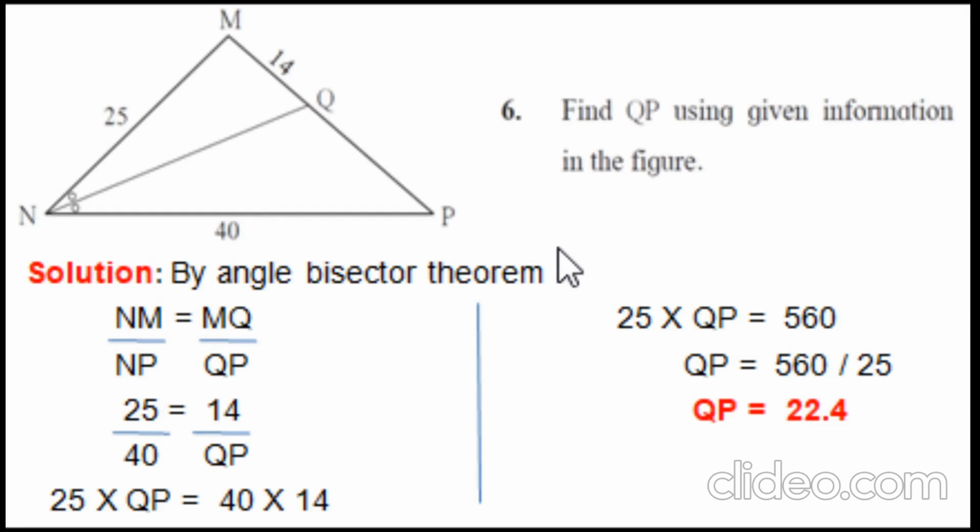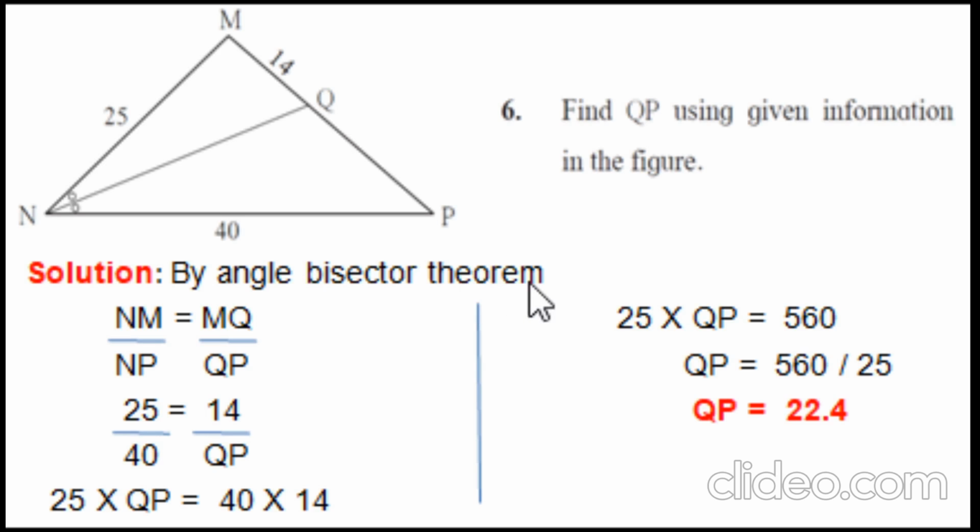You are given a triangle, and in this triangle you have to find QP using the given information in the figure. This is triangle MNP, and Q is on MP. NQ is the bisector of angle N. MN is 25, NP is 40, MQ is 14, and you have to find QP. As the angle bisector is given, we are directly using the angle bisector theorem.